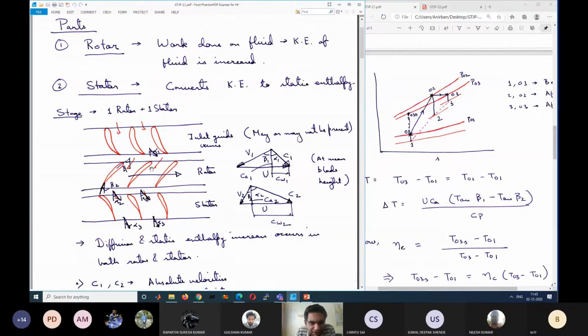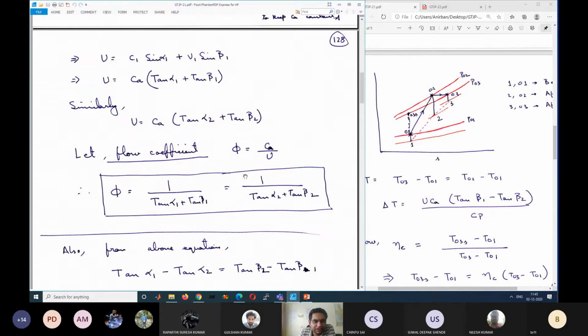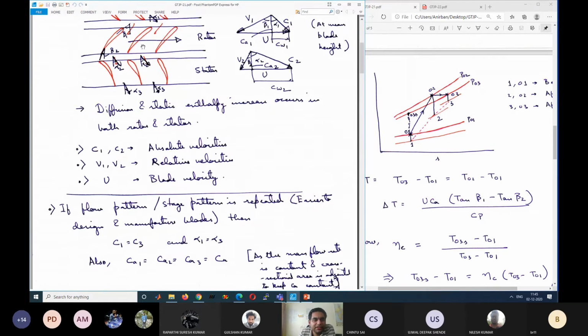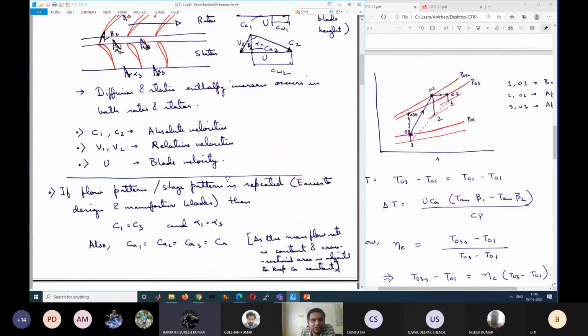Okay, your point is absolutely correct. So the change in temperature is due to reduction in the relative kinetic energy, the relative velocity. This is what is causing the diffusion. And how does this change occur? Because we change the passage area in the rotor also. So the passage area in the rotor also is changed.